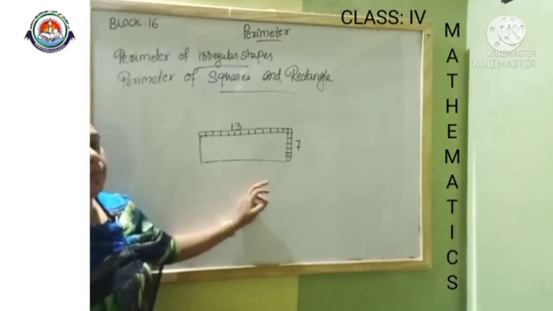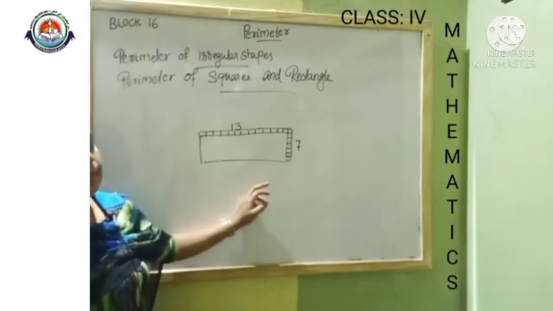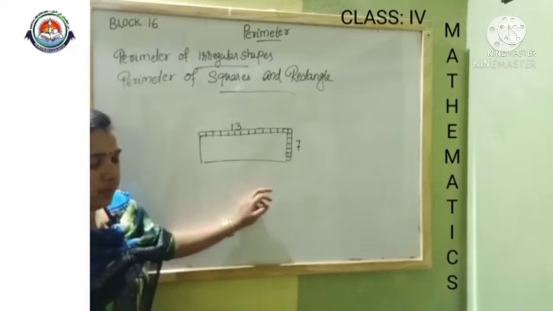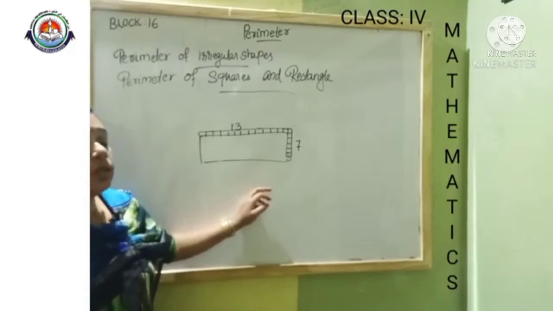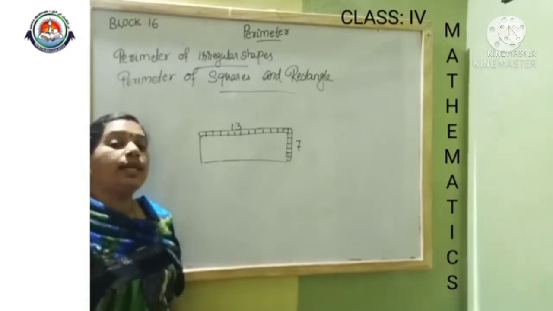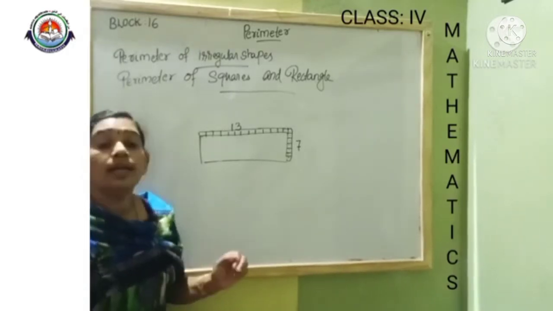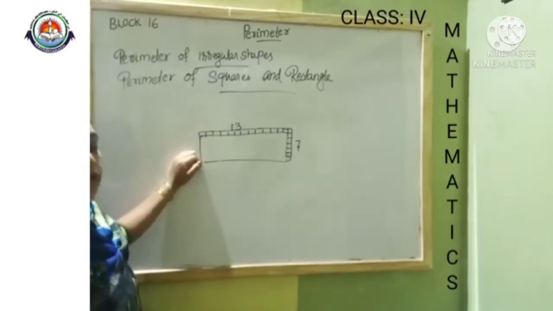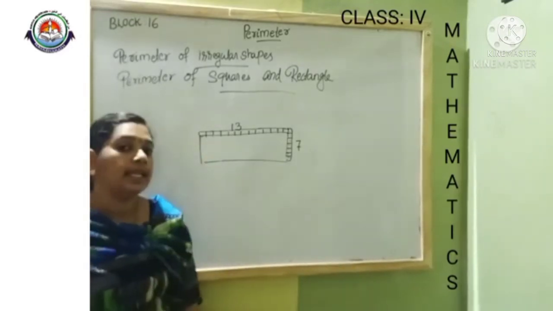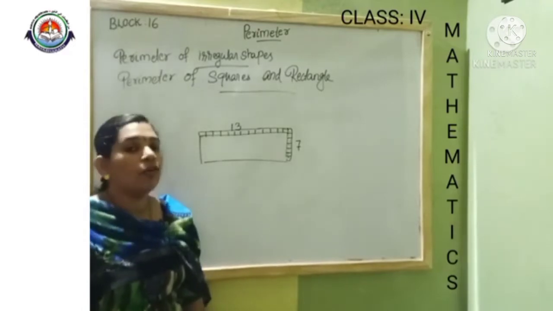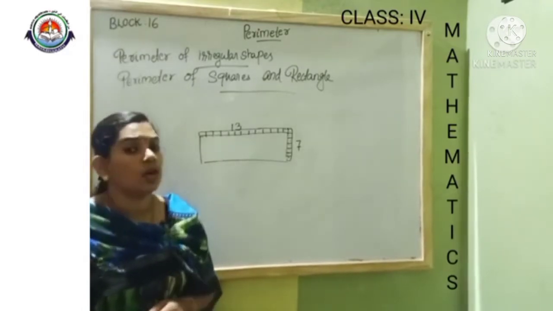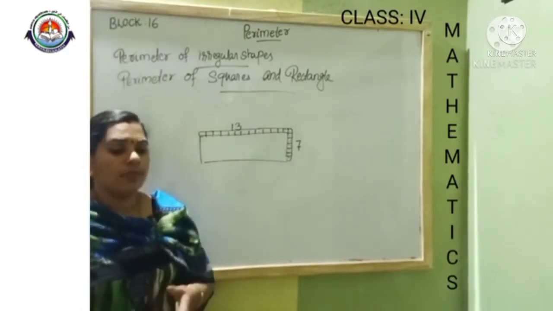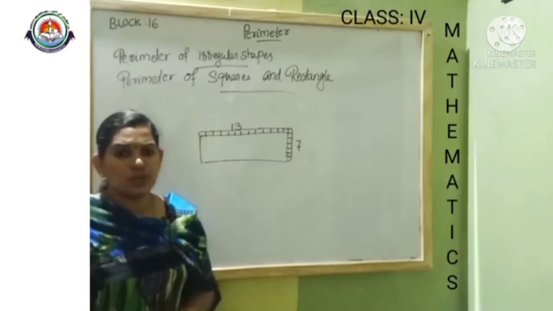20 plus 13, 33. 33 plus 7, 40. So what is the total perimeter here? 40 centimeters. Same way for squares also. Okay, we can discuss some problems from your textbook.